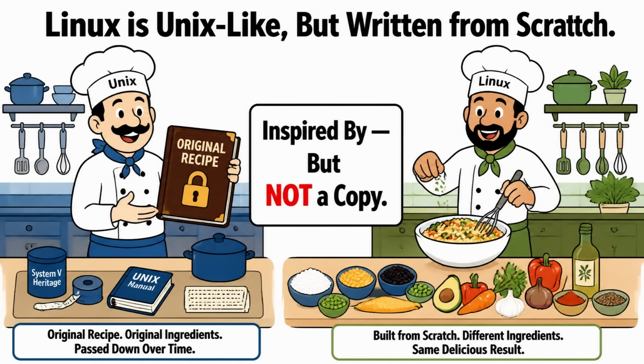Now, here's a key thing to understand. Linux was heavily inspired by Unix. Linus Torvalds wanted to build something that behaved like Unix. Similar commands, similar structure, similar philosophy. But here's the critical difference. Linux was written entirely from scratch. It didn't use a single line of Unix code. So Linux is Unix-like, meaning it looks and feels similar, but it is not Unix. Think of it like this. Unix is the original recipe. Linux is a chef who studied that recipe and cooks something very similar, but entirely their own creation.